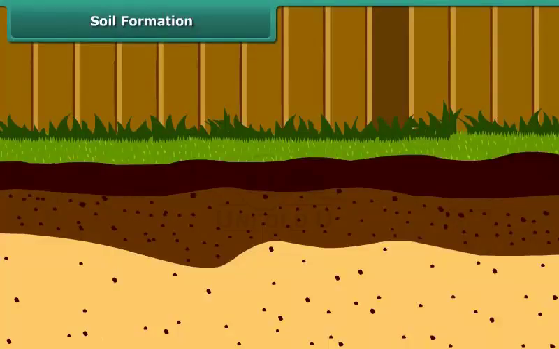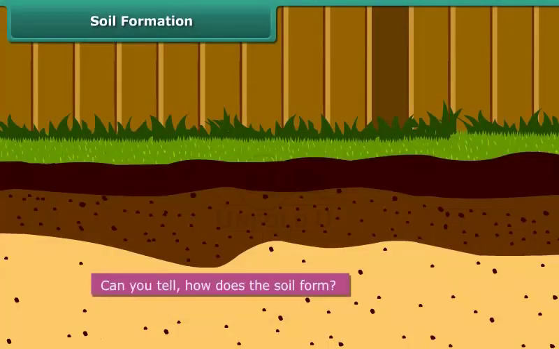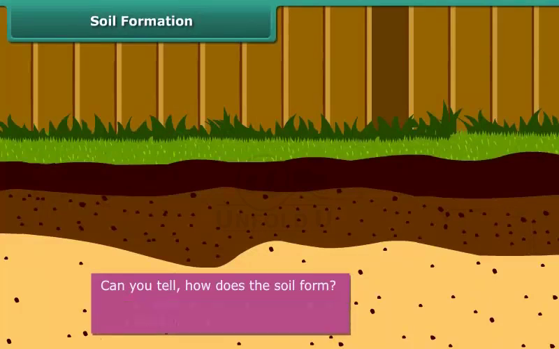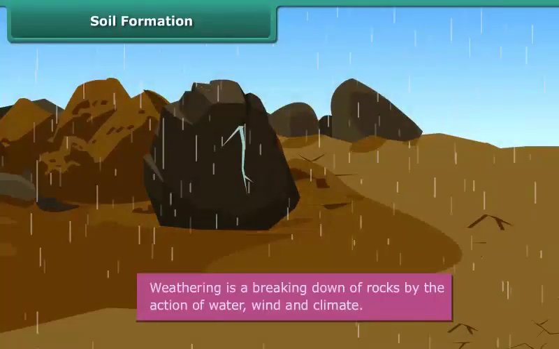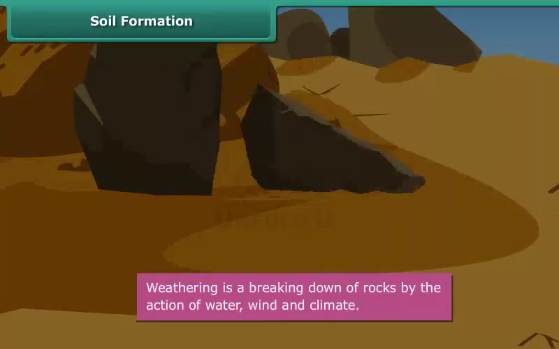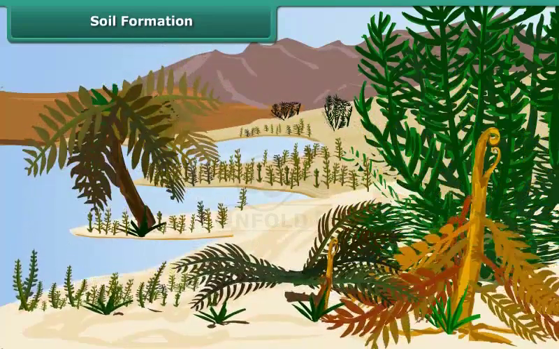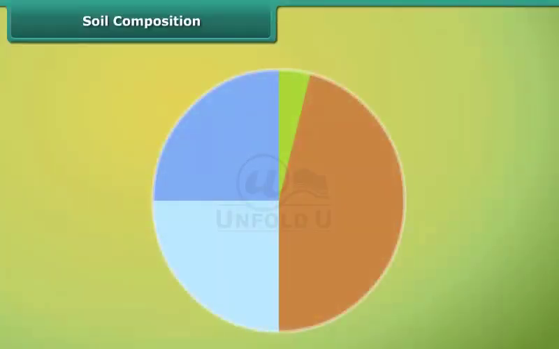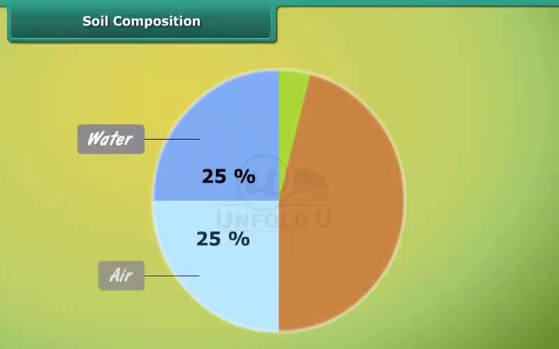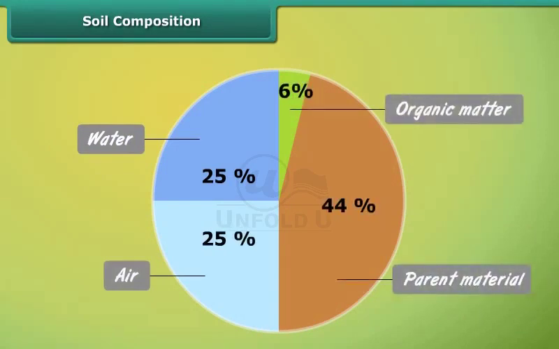Soil formation. Can you tell how the soil forms? Well, soil was formed over a very long period of time. Large rocks were broken down into smaller pieces and finally to soil by the action of wind, water and climate in a process called weathering. Also, decaying of dead plants and remains of animals made the soil thick and rich, and eventually it became support for life.